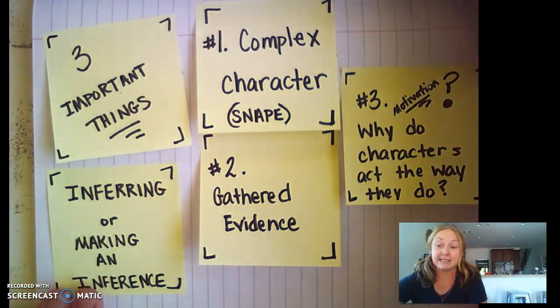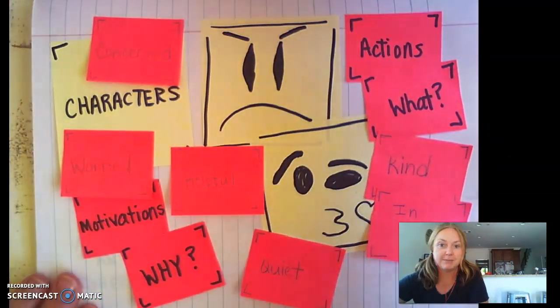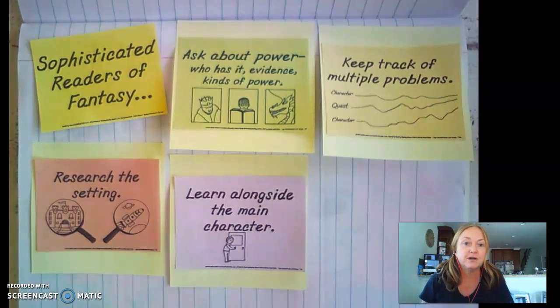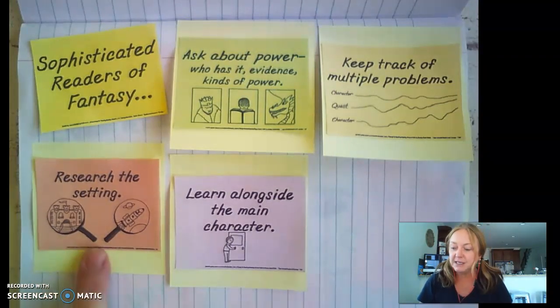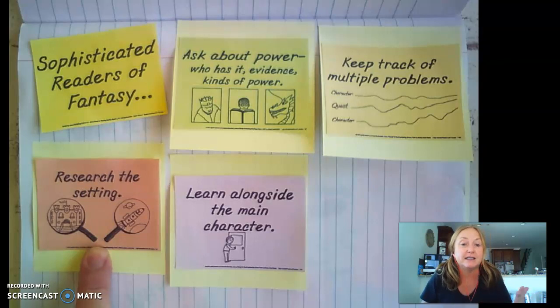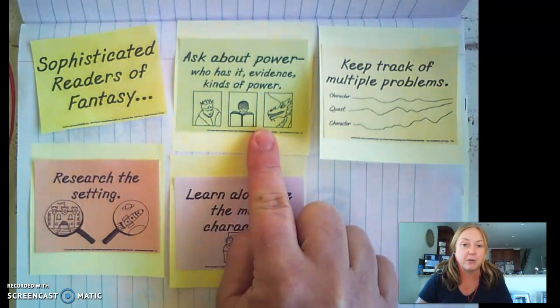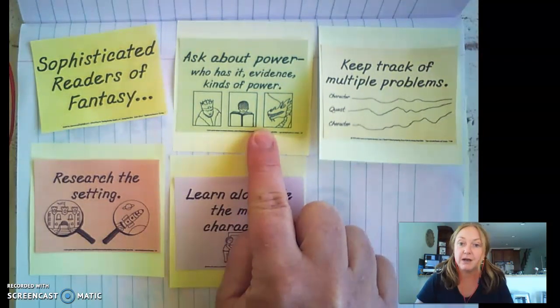So in our last lesson, we made a chart to keep up with everything we're learning about reading fantasy. Let's review what it means to be a sophisticated reader of fantasy. The first thing we did was research the setting. What is the setting? And for us, it is a fantasy setting in The Thief of Always, and we talked about what a fantasy setting looks like. Then we asked ourselves, who has the power? What kind of power, and what is the evidence to show that that person has the power?